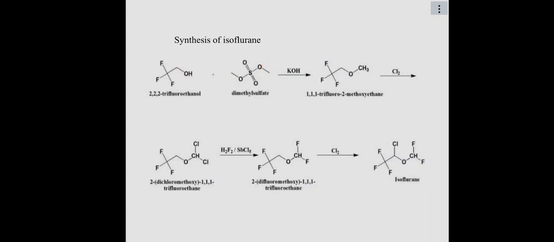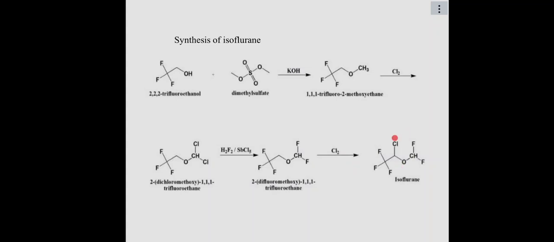And you add potassium hydroxide, and you get 1,1,1-trifluoro. Again, you are able to know from the name. And then you add chlorine. So you replace the hydrogens with chlorines, and now you have fluorines and chlorines. Then hydrogen fluoride and antimony chloride. And again, now what we have done is that we have replaced the chlorines with the fluorines. Again, you add the chlorines.